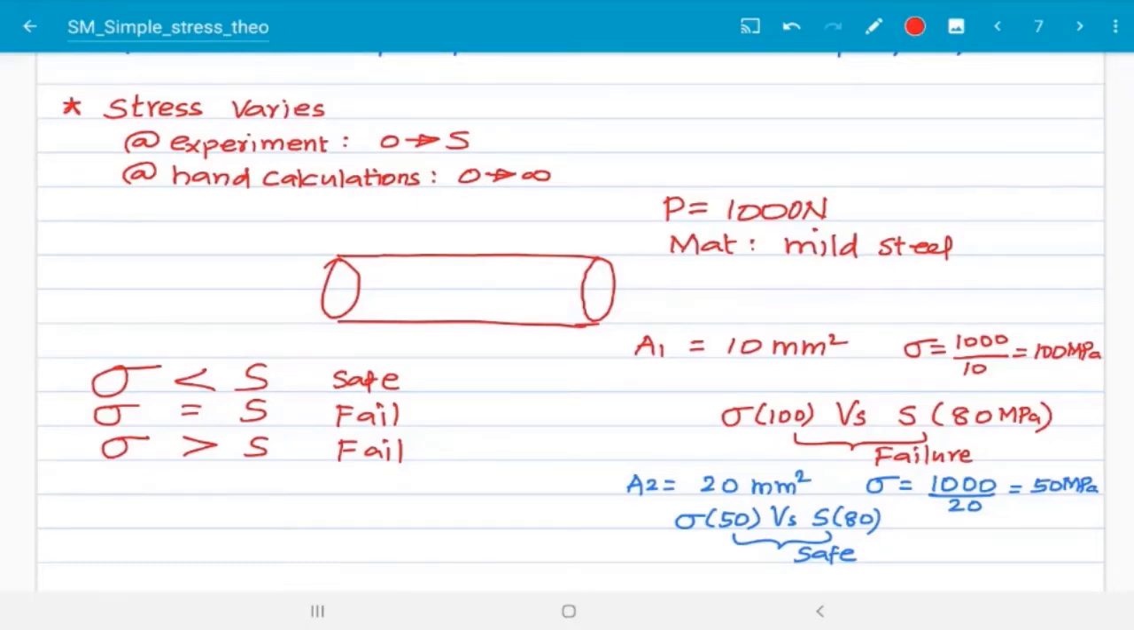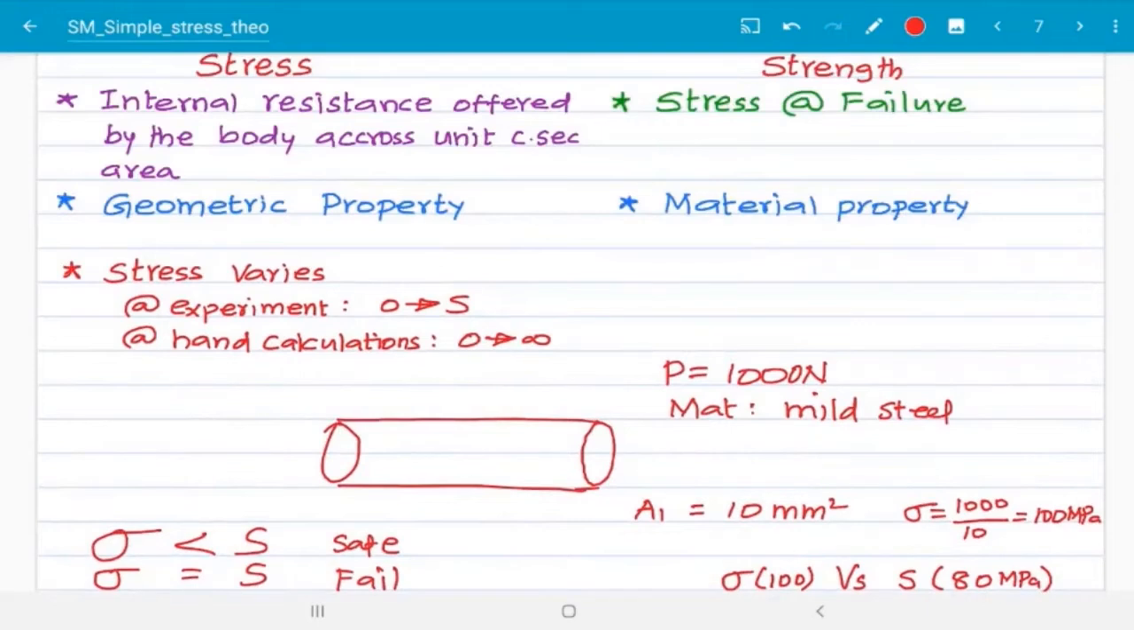Right. Now come to our notes. Stress will vary in the experiment. It can vary from 0 to strength only. When we are doing the experiment, when the stress is equal to strength, the component will fail at any cost. Stress cannot be more than the strength value, because when it reaches the strength value, the component will fail. Chapter over, right? But when we are doing the hand calculations, the calculated stress may be any number, 0 to infinity.